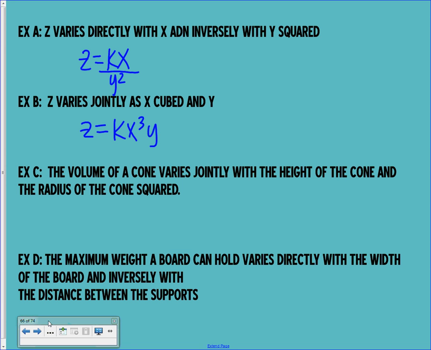Example C, the volume of a cone varies jointly with the height of the cone and the radius of the cone squared. So V equals khr squared. And example D, the maximum weight a board can hold varies directly with the width of the board and inversely with the distance between the supports. So maybe I would use W for the weight the board can hold, varies directly with the width. So maybe I'll call that lowercase w, because I can't have two W's. And inversely with the distance, so maybe I'll call that a big D. Okay, so directly multiplication, inversely division, and putting them all together at once.